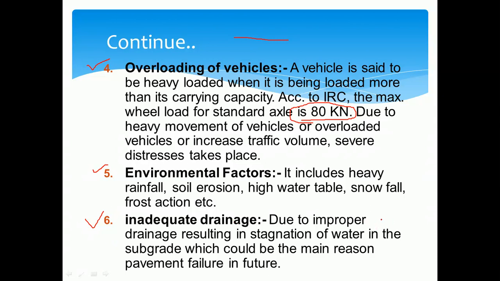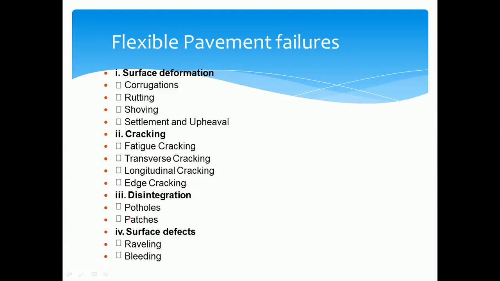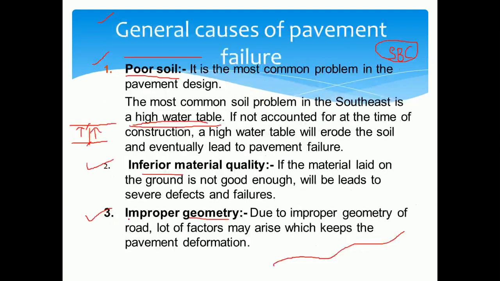because we need to provide proper drainage. It may be in a flexible or rigid pavement road. A proper camber should be provided for proper drainage purposes. If an inadequate drainage system is there, then it may also cause failure in the pavement surface. So irrespective of the type of pavement, these are all the causes of pavement failure.